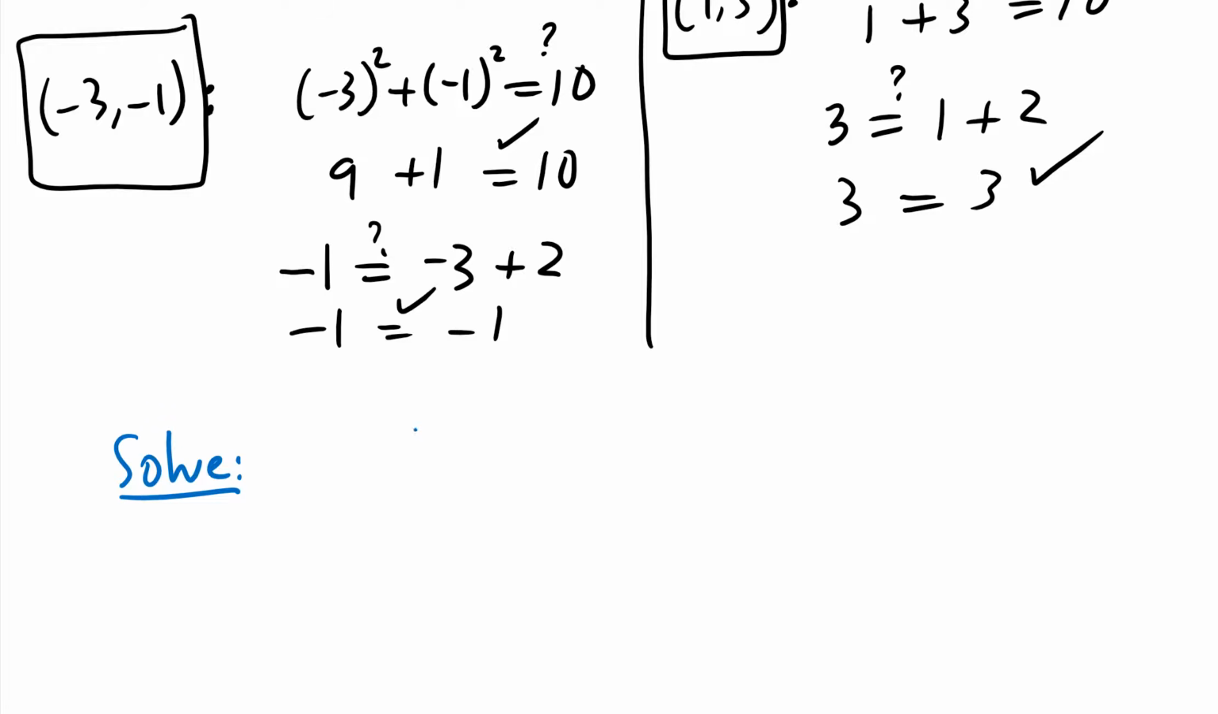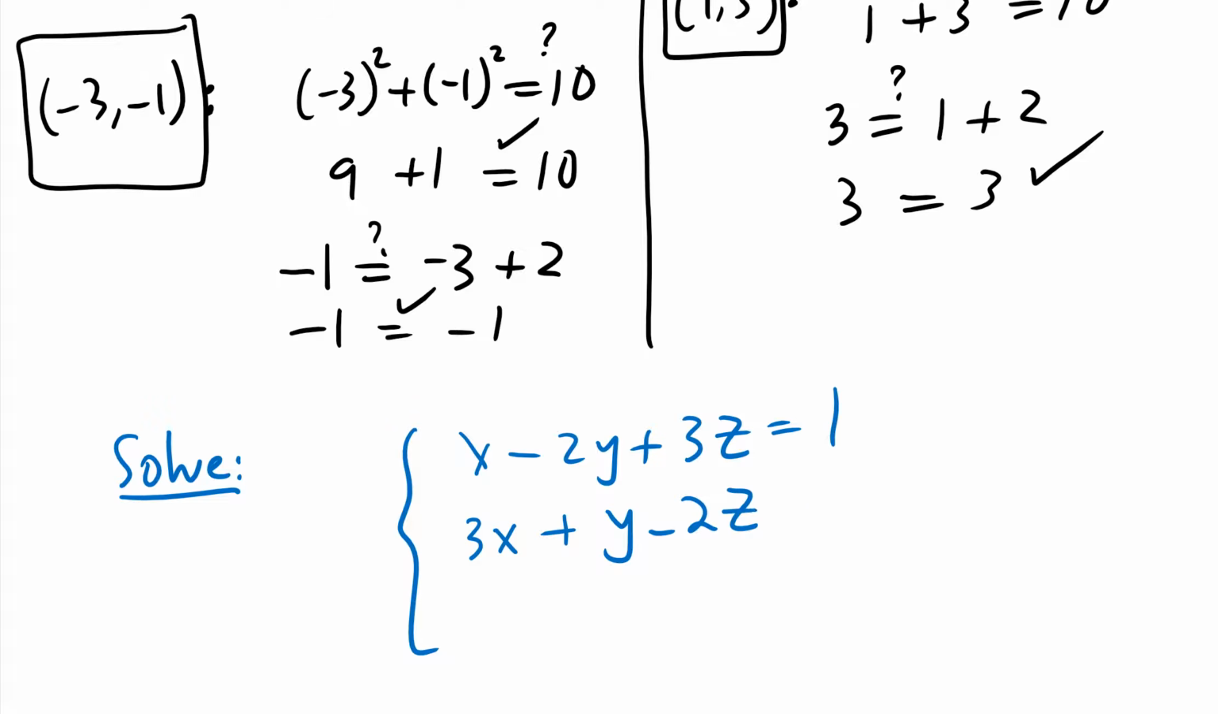How about solving 3 equations in 3 unknowns? Something like this. 3x plus y minus 2z equals 0. 2x minus 4y plus 6z equals 2. Well, no. Can I change the problem? Because this will end up having no solution. Let's get rid of this and maybe make that 3.